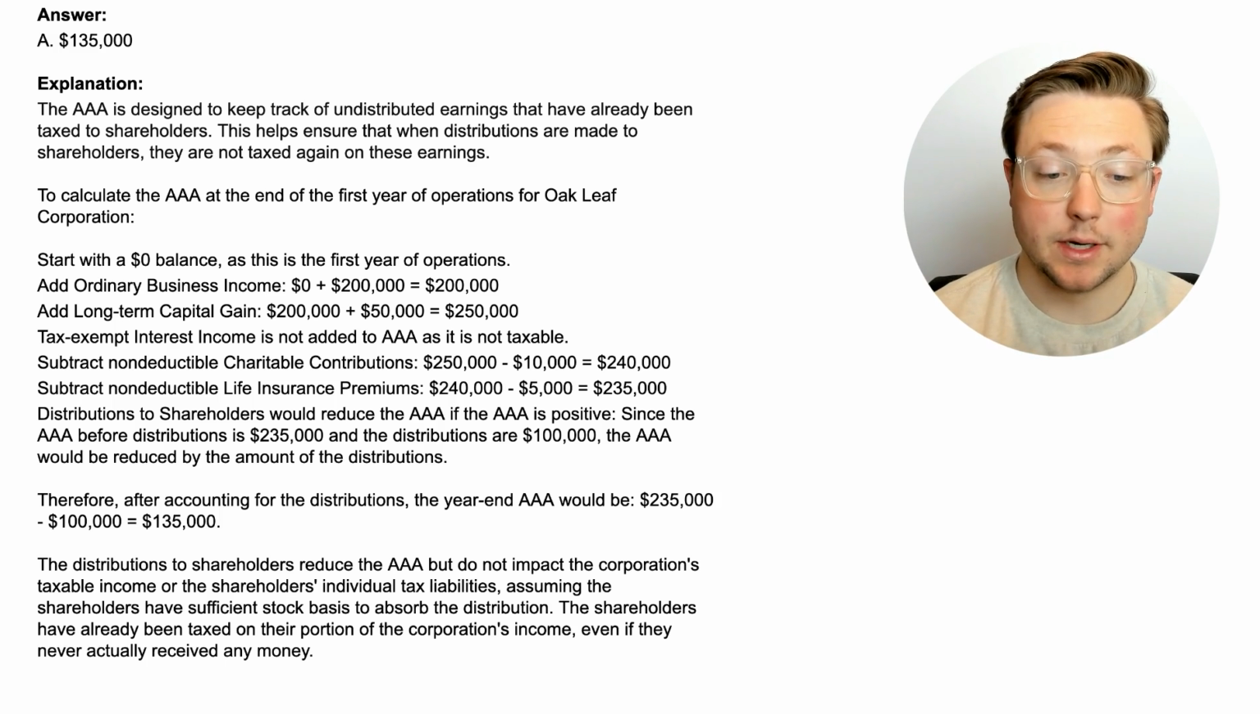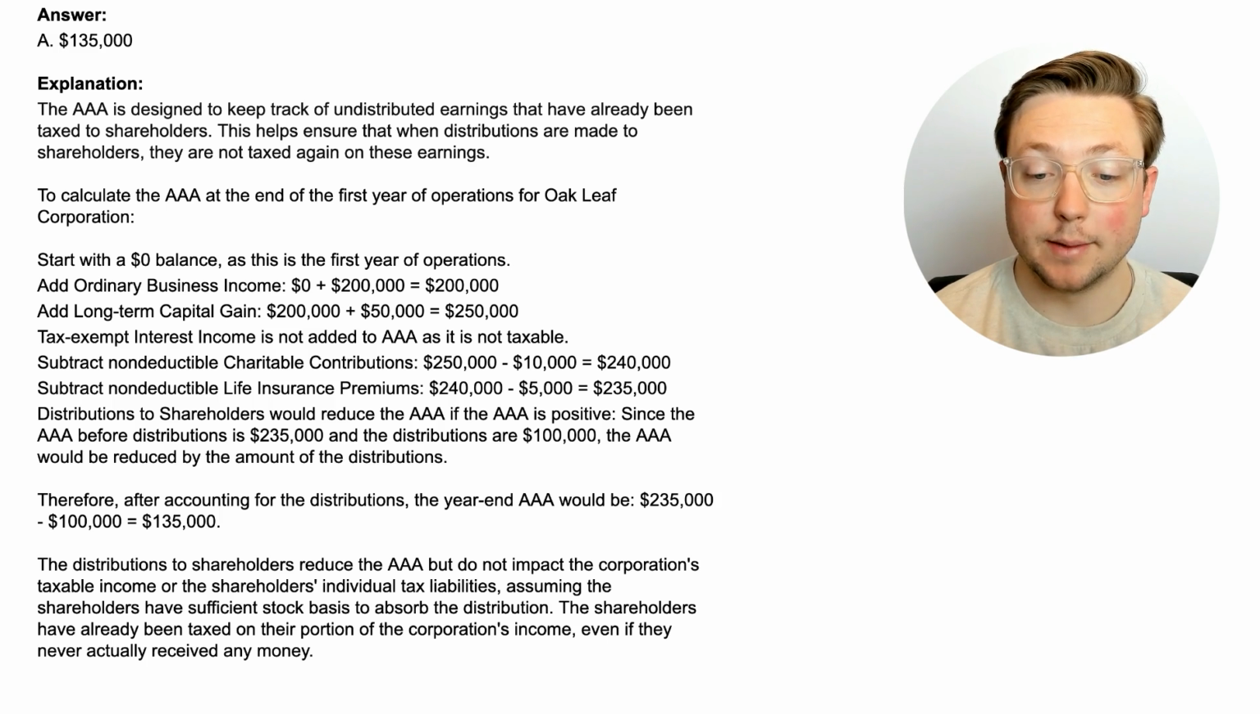And then let's read this last bit here. The distributions to shareholders reduce the AAA, but do not impact the corporation's taxable income or the shareholders' individual tax liabilities, assuming the shareholders have sufficient stock basis to absorb the distribution. The shareholders have already been taxed on their portion of the corporation's income, even if they never actually received any money. All right, so basically, the AAA keeps track of how much money the S corporation has made over the years to make sure that they don't tax it again to the shareholders. Distributions do lower it, and we're going to talk a bit more about distributions in future questions. All right, let's go ahead and go to the next question.